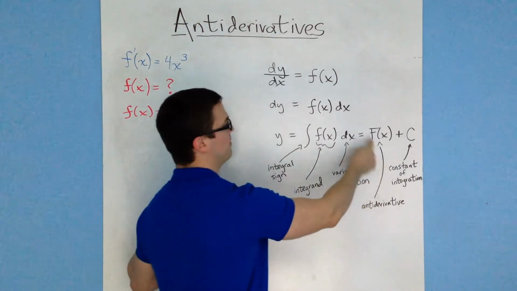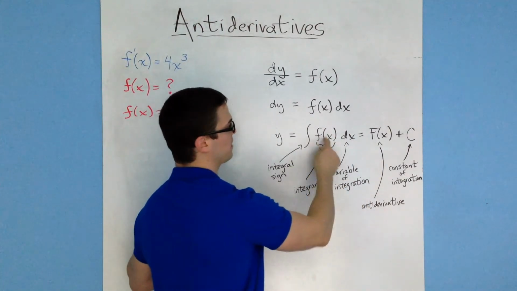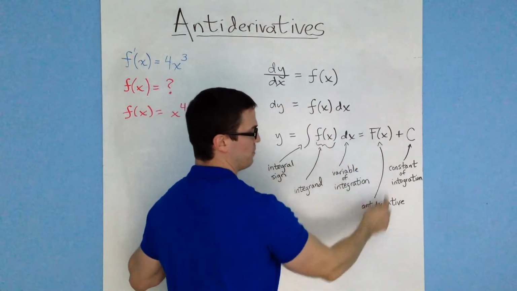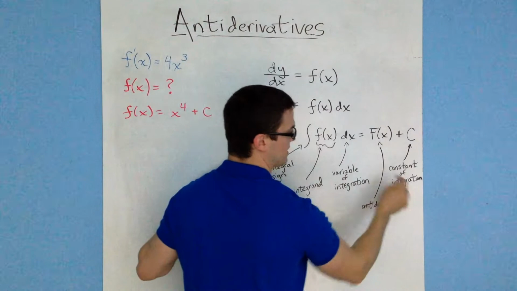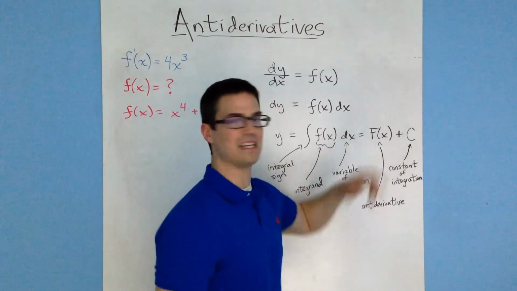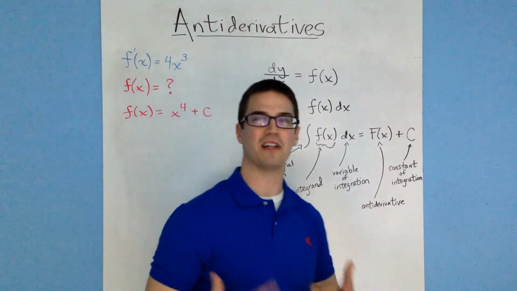I did a capital F to make it different than this f right here, because remember, this f was the derivative. So capital F would be the antiderivative, plus that c, that constant of integration, because again, if you take the derivative of this, that c will be canceled off anyway, but you still have to add it.